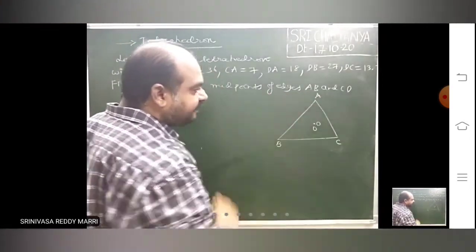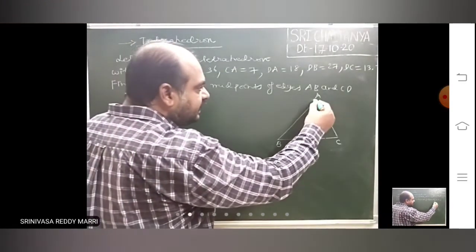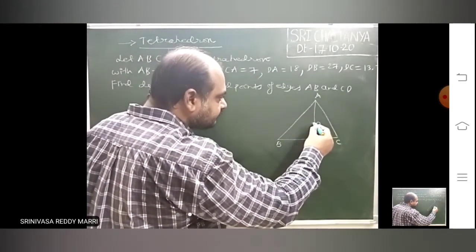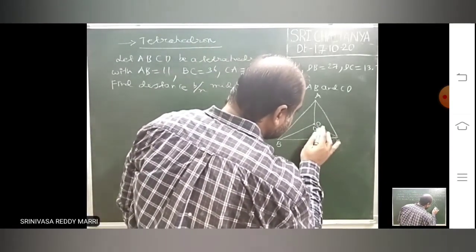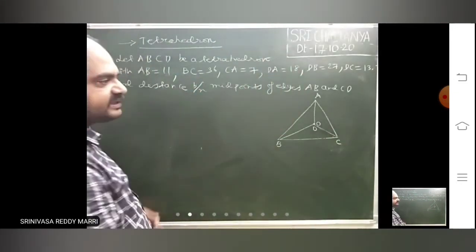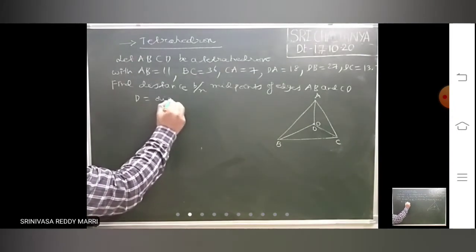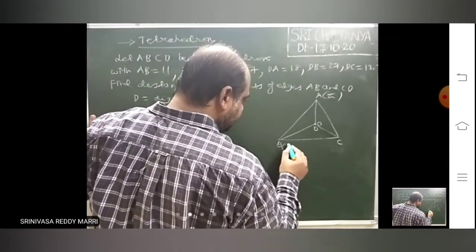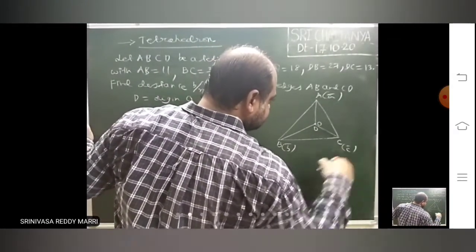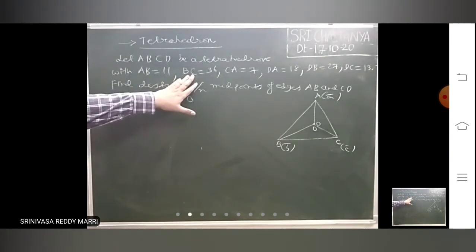Because you have to take 4 position vectors, if you take D as origin, then you need to take only 3. This is a tetrahedron. The first step is D is the origin O, and A bar, B bar, C bar are the assumed position vectors. Now write what is given.